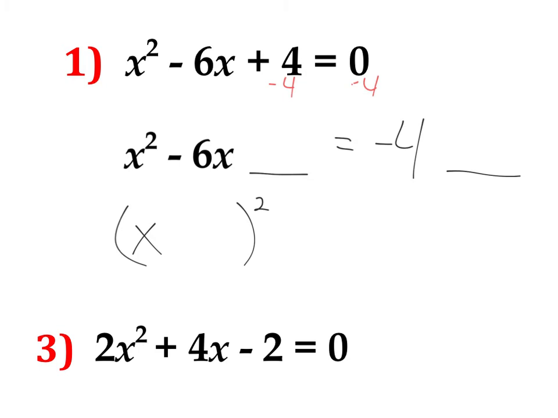Now the way we get this value is we're going to take 6 and we're going to chop that in half. So it's going to be a minus 3 down there. Remember, the signs will always match, the minus right there. And then we are going to take that number and square it to fill in this blank. So 3 squared is a positive 9. From here, we'll simplify the right-hand side of the equal sign. Negative 4 plus 9 is 5.